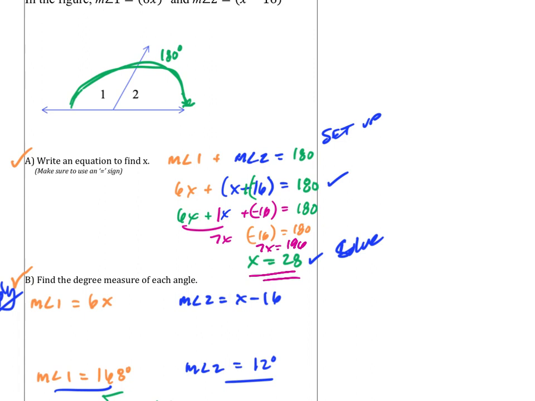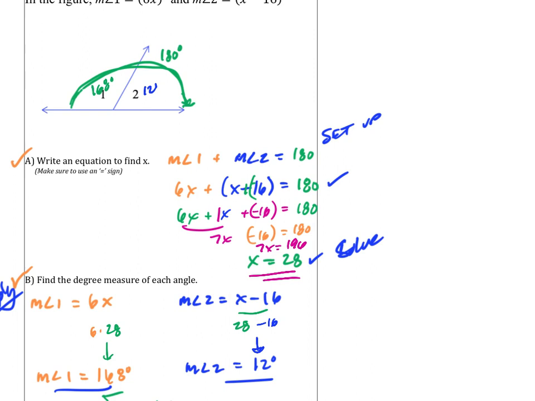So then we would just plug it in. We have 6 times 28, which is 168. Measure of angle 2 was x minus 16, which means we'd have 28 minus 16, which is 12. So that means this is 12 degrees, and this is 168 degrees.